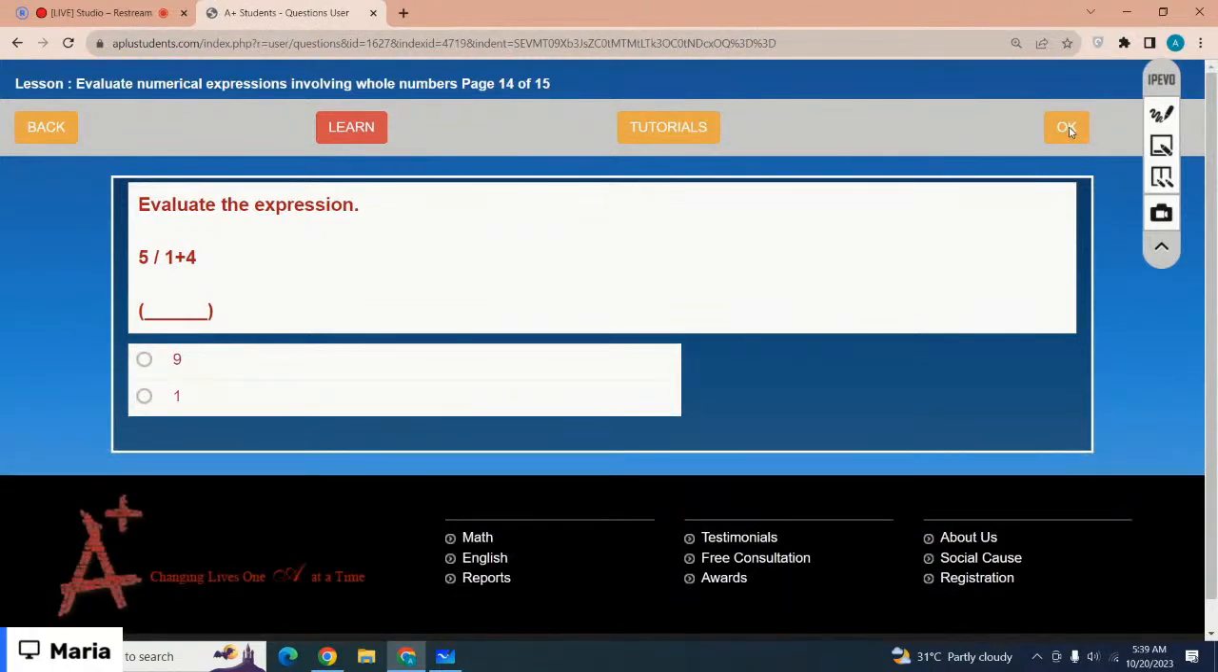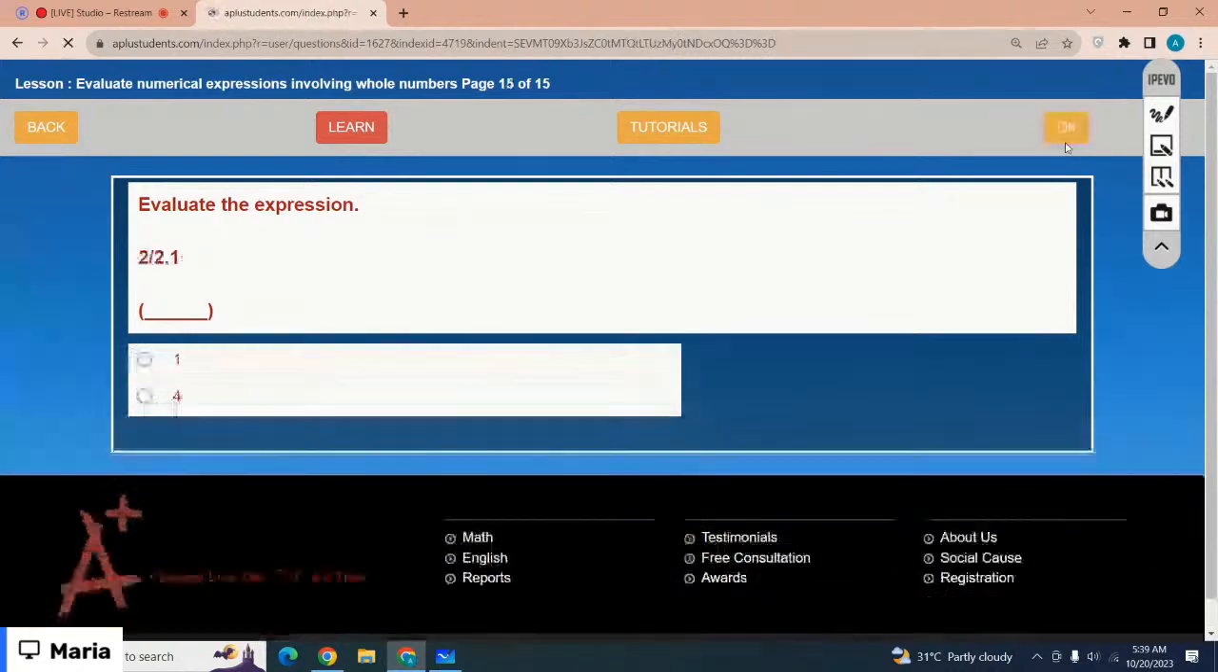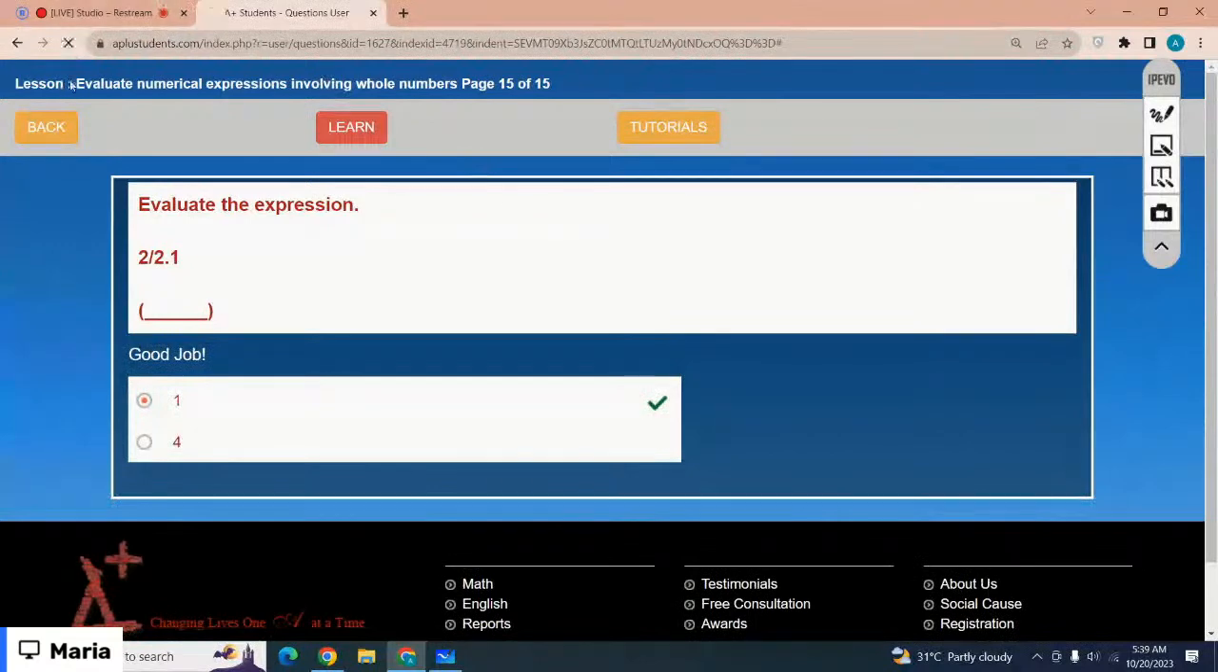Okay, 5 divided by 1 plus 4. So which is the correct option? 5 divided by 1 is 5 and 5 plus 4 is 9. The correct option is 9. 2 divided by 2 is 1 and 1 times 1 is 1. The correct option is 1, right? Okay, we are done with the lesson.